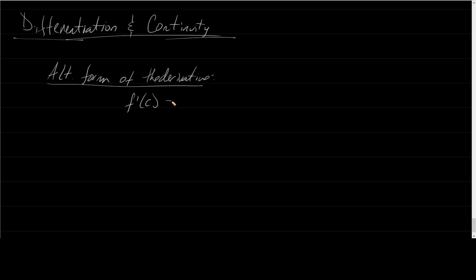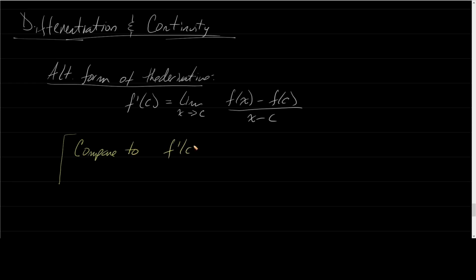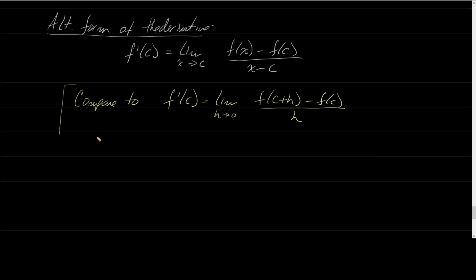f prime of c is equal to the limit as x approaches c of f of x minus f of c, over x minus c. Now in here, what I want you to do is compare it to f prime of c equals the limit as h goes to 0 of f of c plus h minus f of c, all of this over h.